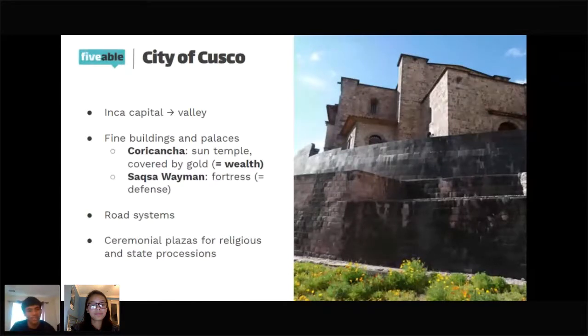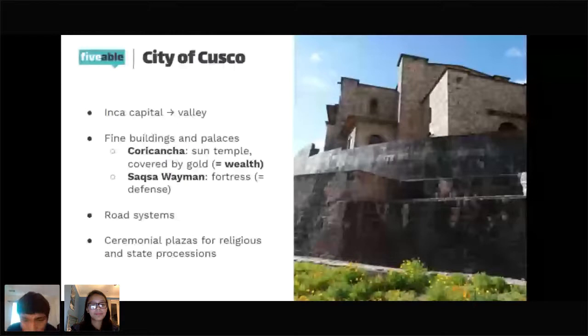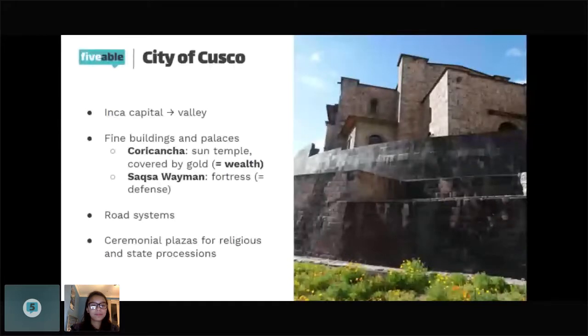And as Charlie said earlier, they had a road system. They had developed Inca road systems that were usually made of rocks, and it was pretty versatile. It went uphill, downhill, and even through town centers. They also had ceremonial plazas for religious and state processions. Whenever there's a religious ceremony, they have an allocated space, like a town center. Imagine downtown in whatever city you're in, dedicated to special events.